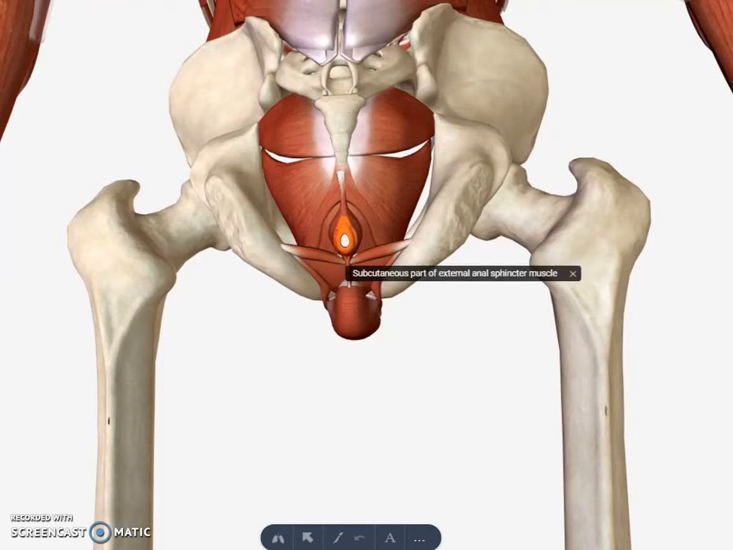This is the external anal sphincter muscle. The function is to remain always closed and contract even tighter when needing to hold it in. The origin is the anococcygeal ligament, and the insertion is the perineal body.